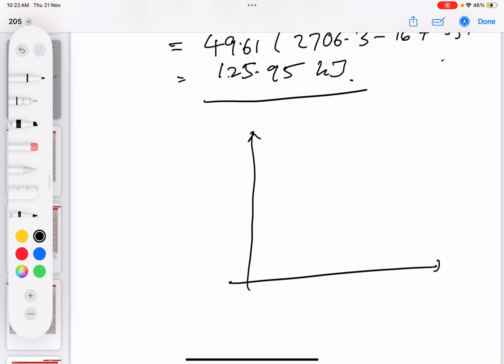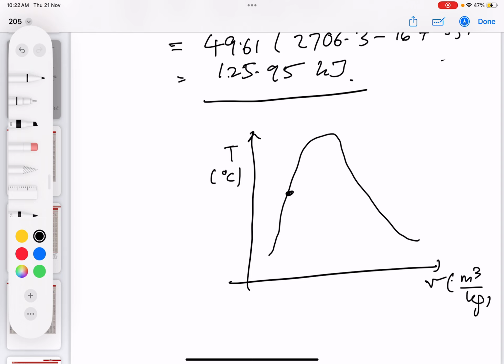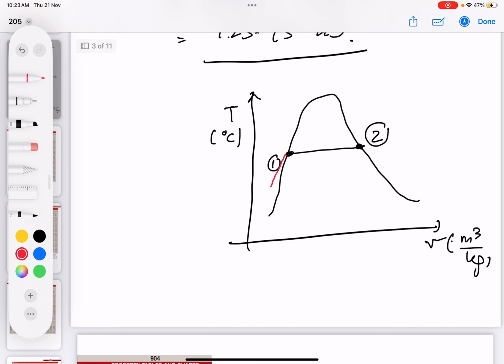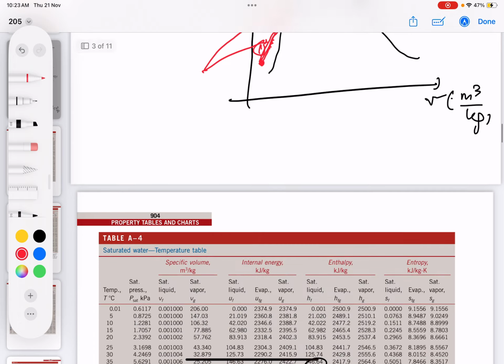So my TV diagram is T versus v, with temperature in degrees Celsius and v in meter cubed per kg. Most probably my state 1 should be somewhere around here, and state 2 somewhere around here. Sometimes you will notice in the textbook they say state 1 should be somewhere around here, but you should note that point 1 here and point 1 here are not much different. Sometimes I can simply assume the properties here are just the same as the properties here, because the difference in the values is very small.